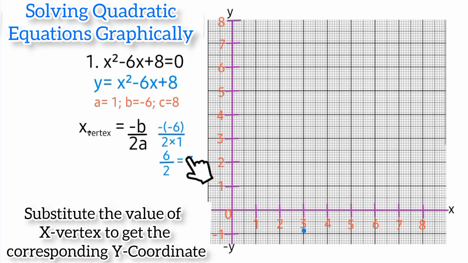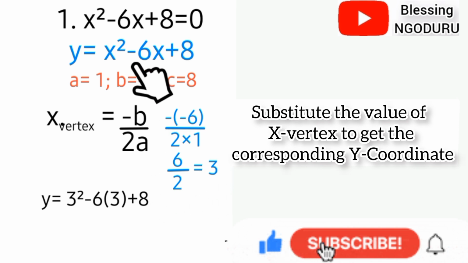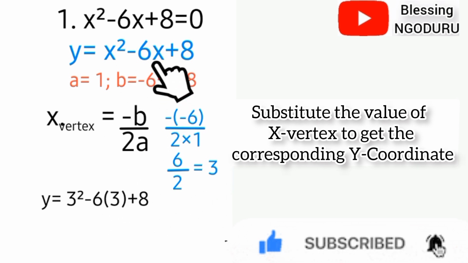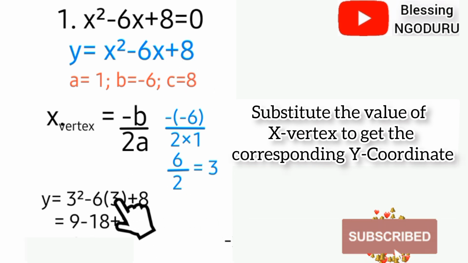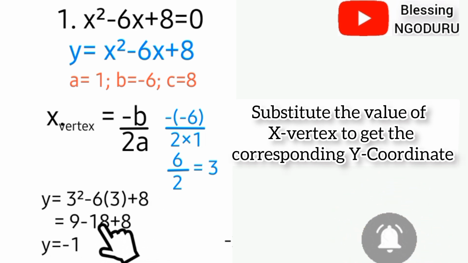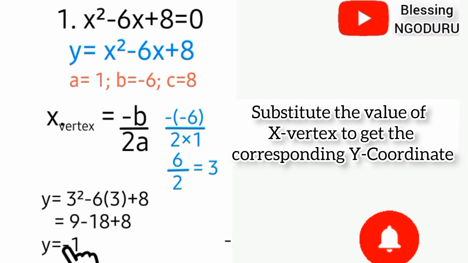Substitute the value of x vertex into the equation to get the corresponding y coordinate. So we have y equals x squared minus 6x plus 8. Our x vertex value is 3, so 3 squared is 9, minus 6 times 3 gives 18, plus 8. 9 minus 18 plus 8 gives minus 1. So the corresponding y value is minus 1.